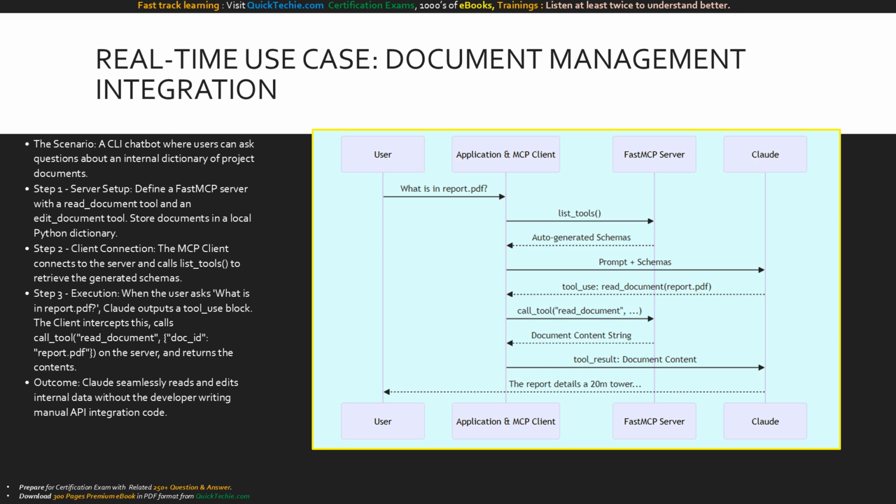Let's walk through this final, comprehensive sequence diagram of our document management system. The user initiates the request. Our application client first polls the fast MCP server for its auto-generated tool schemas, then passes the user's prompt and those schemas to Claude. Claude correctly determines it needs to read the file, emitting a tool use block.